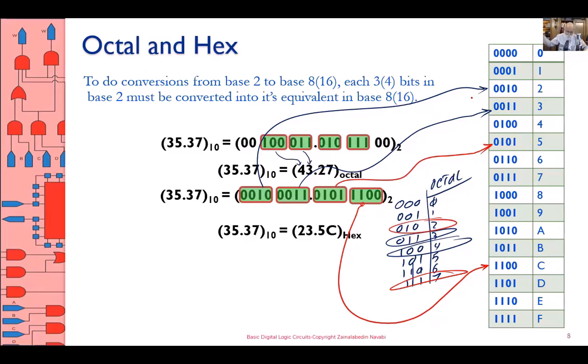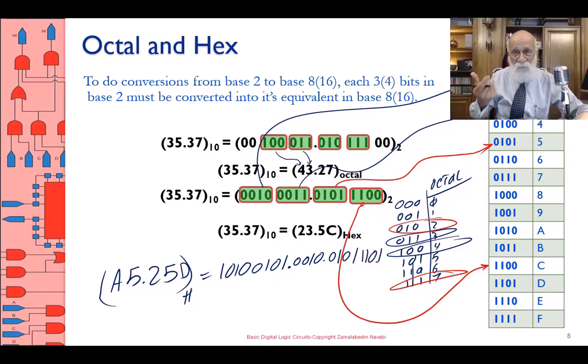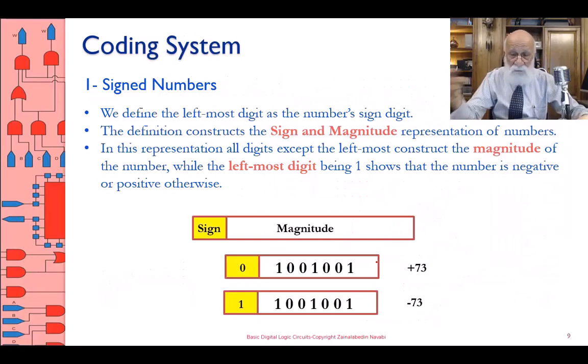And the opposite of it is also true. So if you have A5.2525 in hex and you want to convert it to binary, you say A is 1010, 5 is 0101, 2 is 0010, 5 is again 0101. If you had a D here, that would be continuing with 1101. Take 4 at a time, do the conversion. Coding systems, we leave this for the next part.